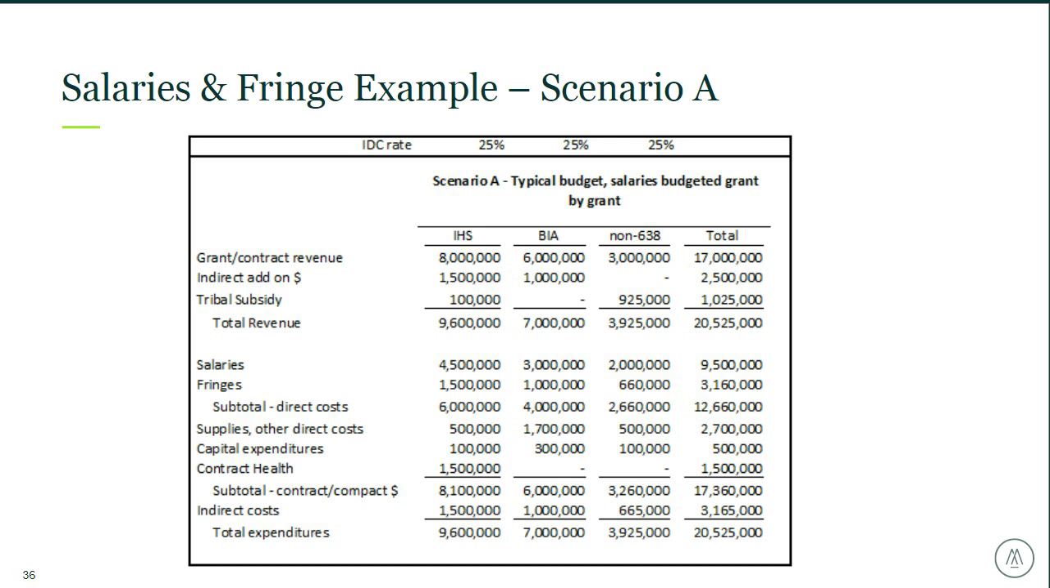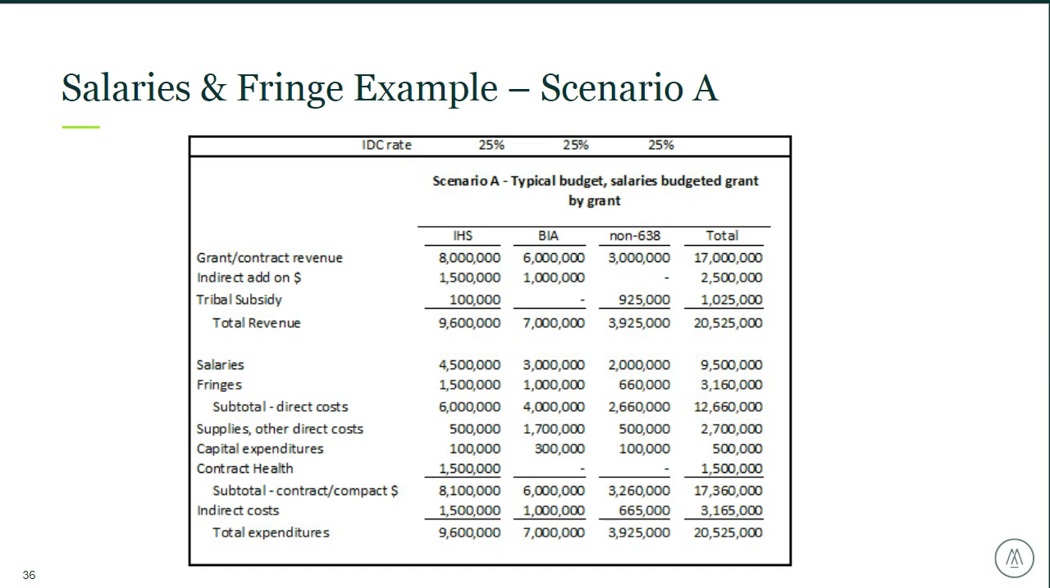Now, the reason the tribal subsidy in the non-638 funding is so high is basically this is telling you as management, as council, that these programs are not paying their fair share of the burden of the indirect cost pool expenses. So that's why the general fund is having to pay for them.